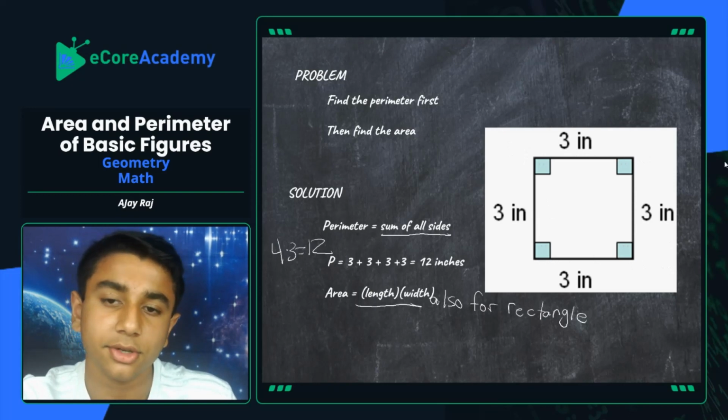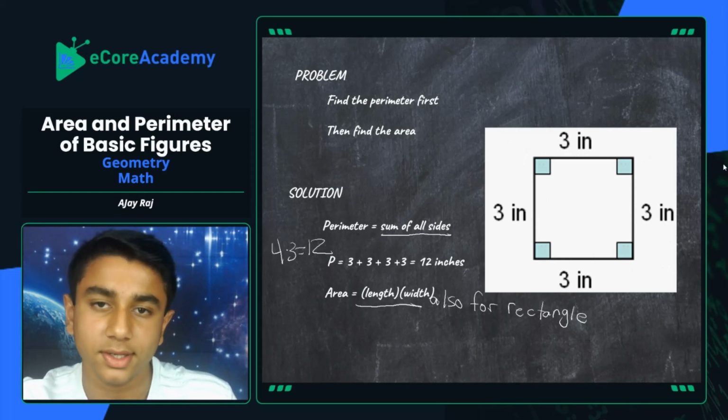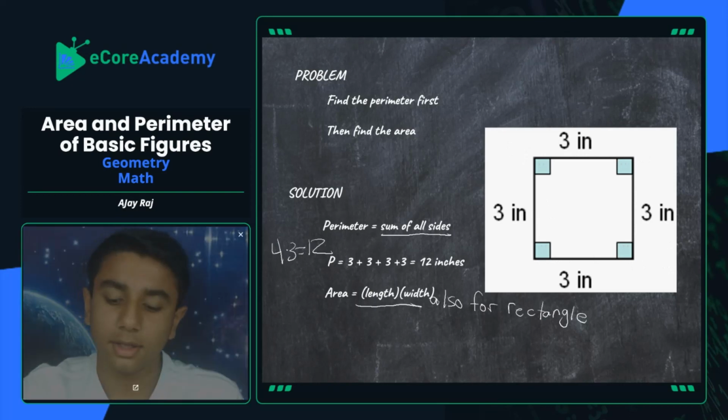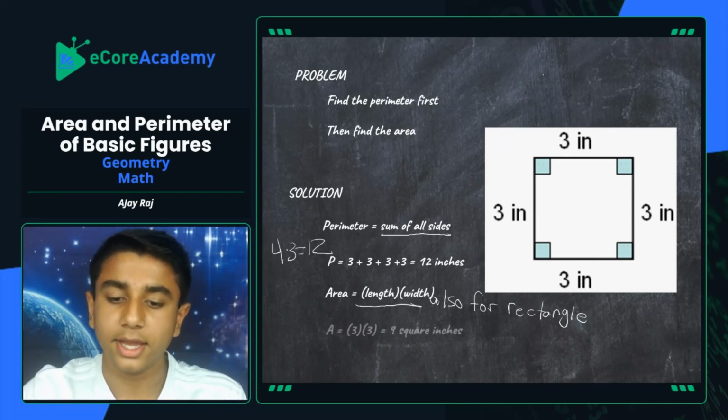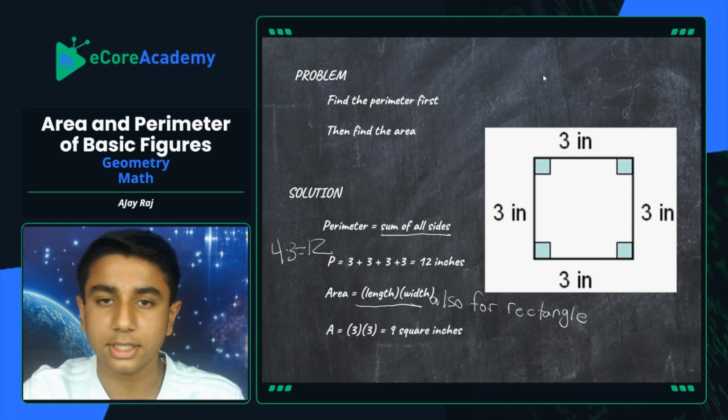Those both can be considered as widths because they're both equivalent sides. So we're going to plug in our values to that equation, and we're going to find out that 3 times 3 is 9 square inches, and 3 are both our lengths and widths. So we have 9 square inches.